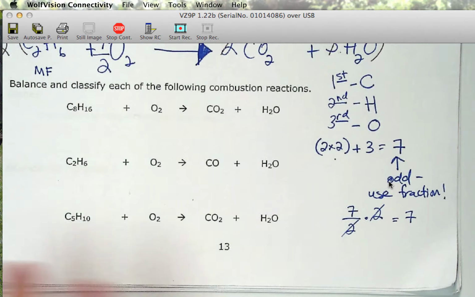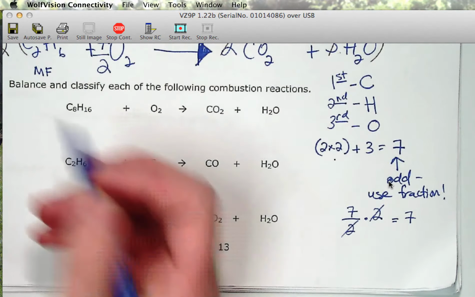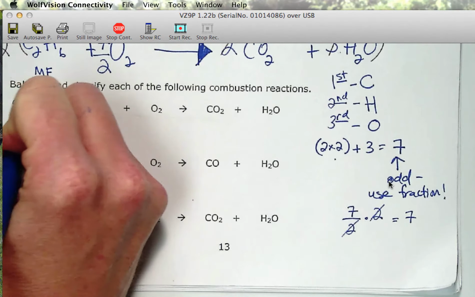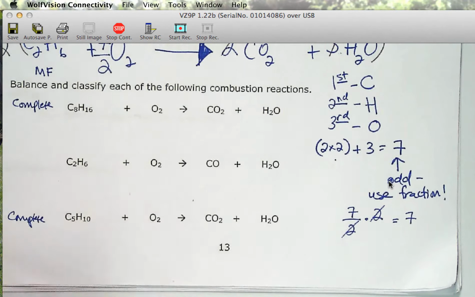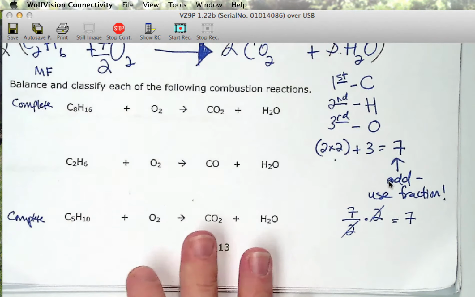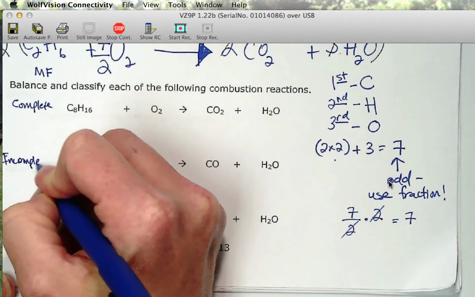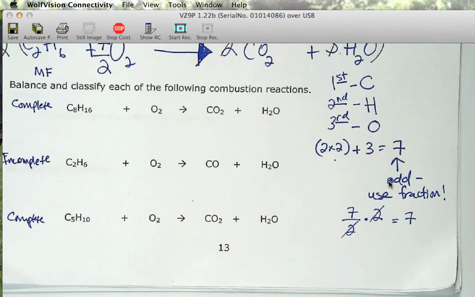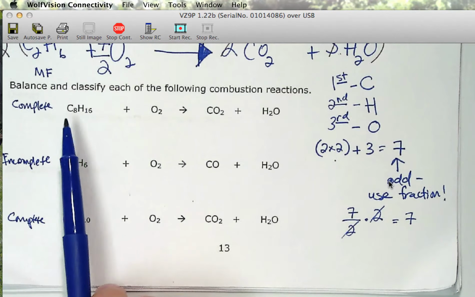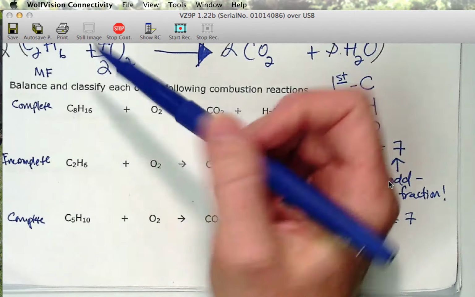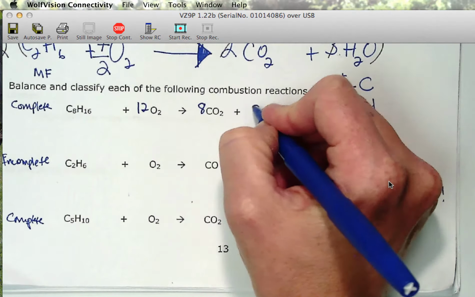Okay, so the first and the last reaction are complete. And then the middle one is incomplete. And the coefficients that you should have for your reactions, the first one, 1, 12, 8, 8. Is that what everybody got?